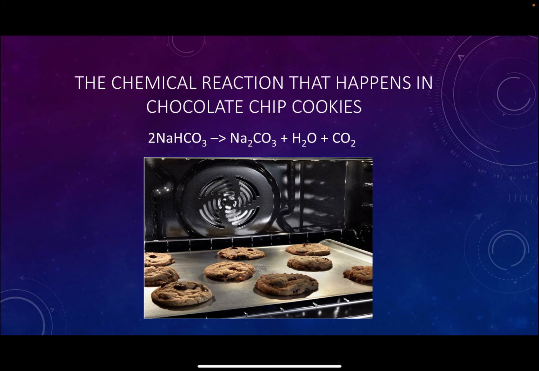The carbon dioxide from the reaction can be seen from the bubbles in the cookie. The salt slows down the production of the carbon dioxide and prevents the bubbles from becoming bigger.